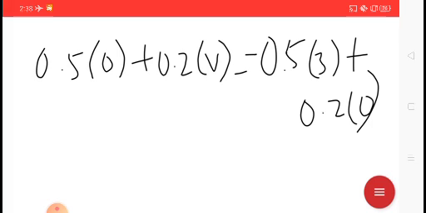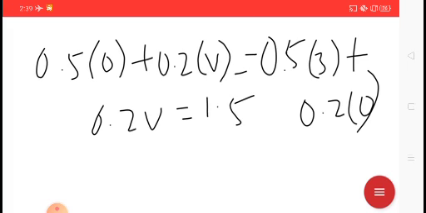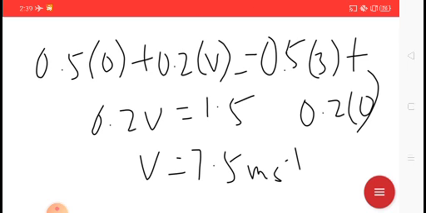Okay, so by simplifying, you should get 0.2V = 1.5, and V = 7.5. So you know that B moves to the right-hand side with a speed of 7.5 meters per second. Sometimes the question will say B moves away, right? Because A is already stationary, moving away means moving to the right side. If it moves nearer, it means moving closer, so moving to the left-hand side. For this question, it will be moving to the right-hand side by 7.5 meters per second.